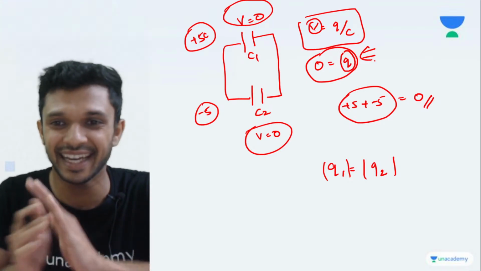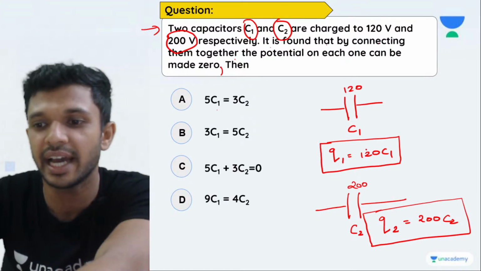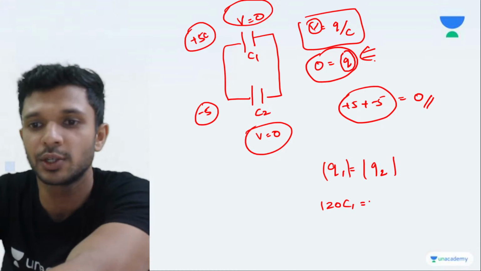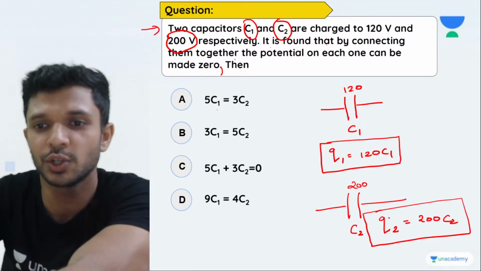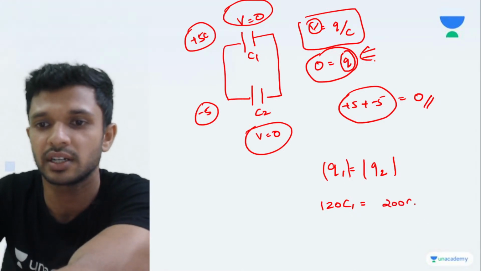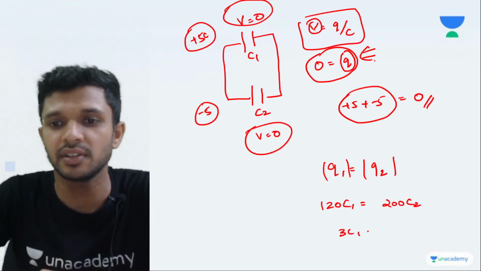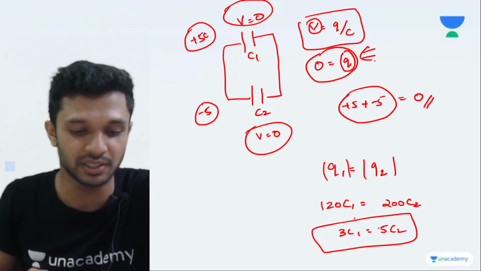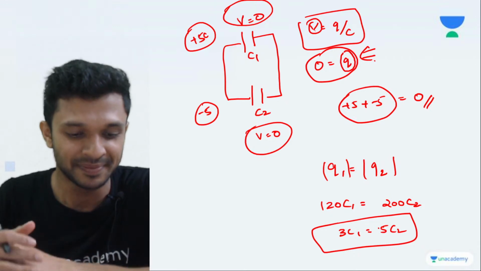That's it. What was charge Q1? We already wrote 120 C1. 120 C1 is equal to how much? What is Q2? Q2 is equal to 200 C2. So this became 3 C1 is equal to 5 C2. Arre, such a simple question.